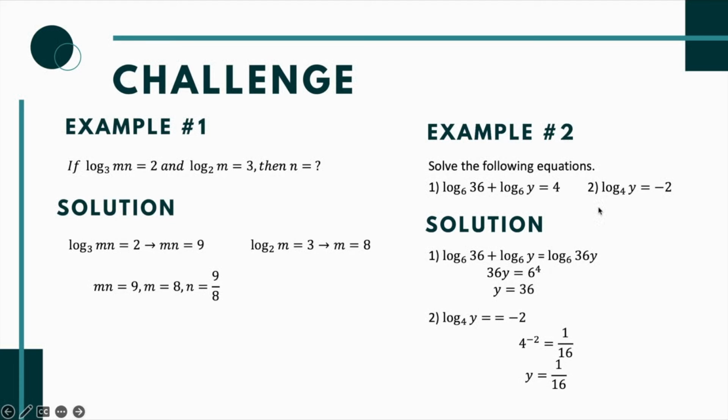For the second equation, we have log base 4 of y is equal to negative 2. We can just use the definition of logarithm to conclude that y is equal to 4 to the power of negative 2, which is equal to 1 over 4 to the power of 2, which equals 1 over 16.